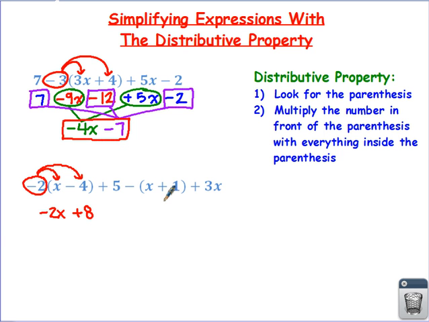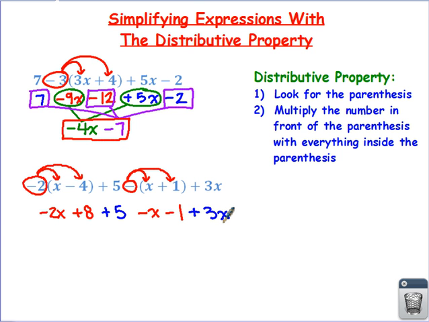Now, when I look at this one, I don't see a number to distribute, but I do see a minus sign. So I am going to distribute that minus sign to everything inside that parentheses. So negative times x is going to give me negative x, and negative times positive 1 is going to give me a negative 1. I'll just bring everything else down, anything I didn't use, which is that plus 5 and the plus 3x.